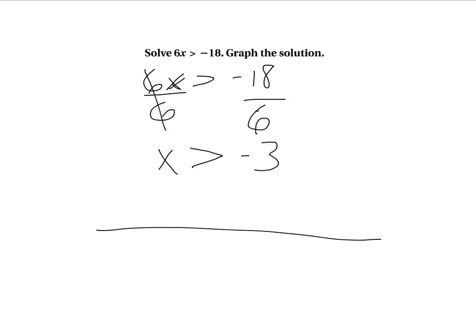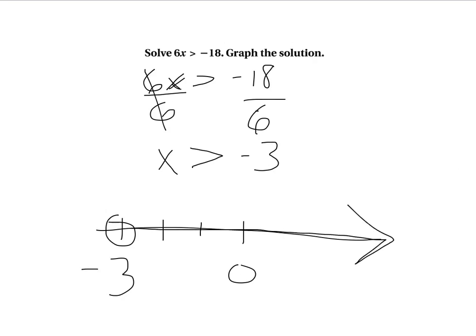Graphing, here's 0, negative 1, negative 2, negative 3. It's not equal to, so I have an open circle, and it's greater than, so I'm going to be going this direction.